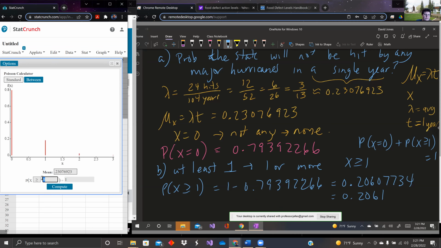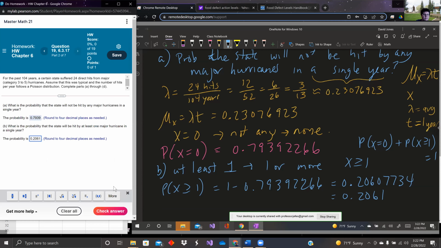It's greater than or equal to 1. That's the number I got, 0.20607734. So I like that number. I'm going to go hit enter. I'm good with that. That's my final answer.